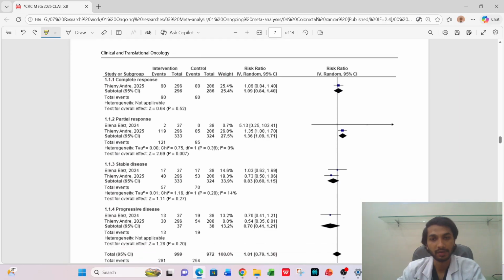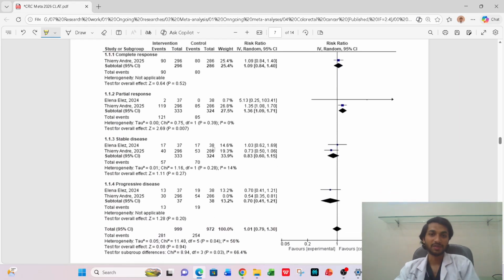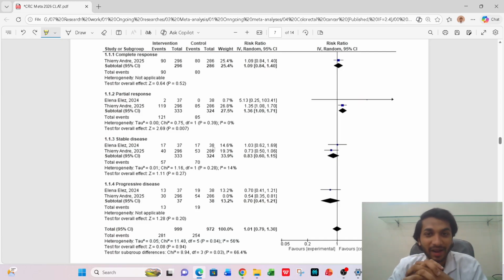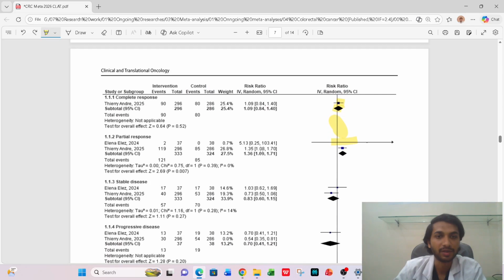So this is the forest plot. First of all you see the forest plot, and if you are a beginner you might say, oh my god, what is this thing? What is the diamond, what is the square, what are these lines? I will explain it to you one by one.